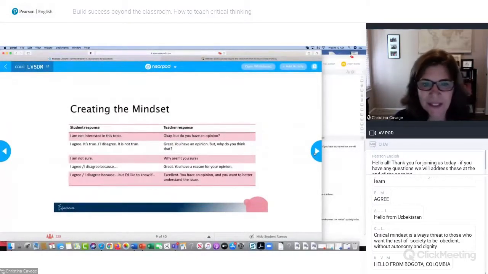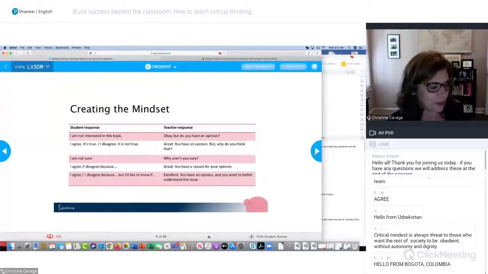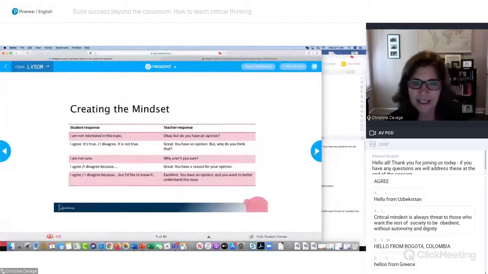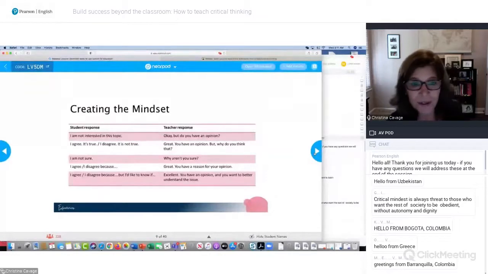Here are just some simple sentence framers that you can provide students and some simple responses that you as the teacher may provide. So if the student said, well, I'm not really interested in recycling. Okay, but do you have an opinion? Or a student may say, I agree or I disagree. Great, you have an opinion, but why do you think that? I'm not sure. Why aren't you sure? I agree or I disagree because.